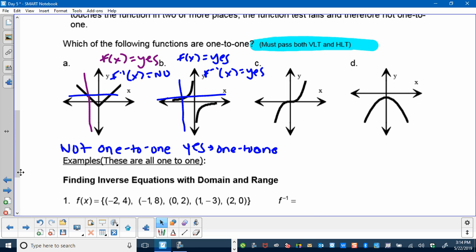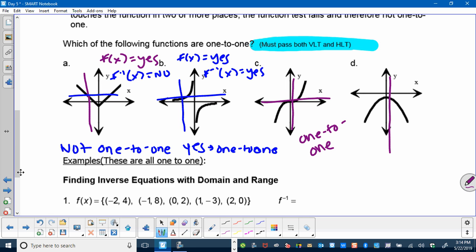Same thing for part C, I think. It passes vertical, it passes horizontal. You can write yes, that function is 1-to-1. And D passes vertical, fails horizontal. No, that is not 1-to-1. So that's what's new here.